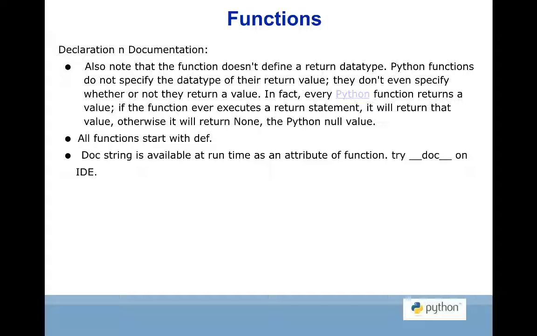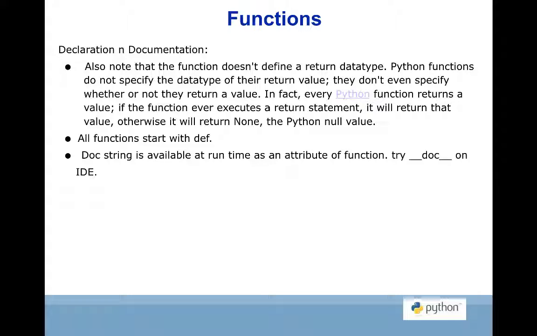So we can go through this slide to understand what I told just now, that we should note that a function in Python does not define a return data type. Python functions do not specify what they're going to return, neither do they specify whether they're going to return something or not. In fact, how we should view functions in Python is that every function in Python actually returns a value. The way to return a value is by using the return keyword. So if you write return something, it will return that value.